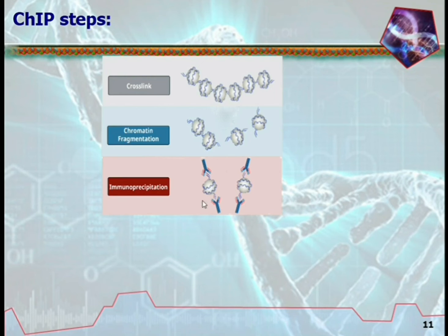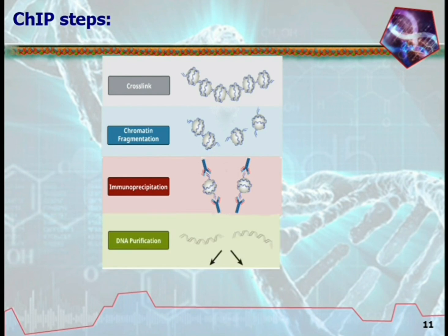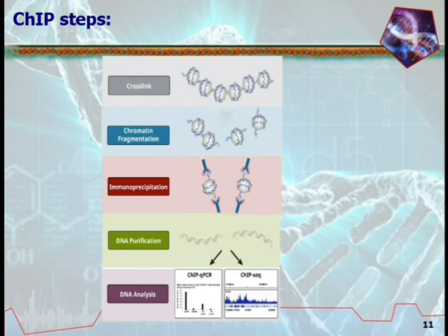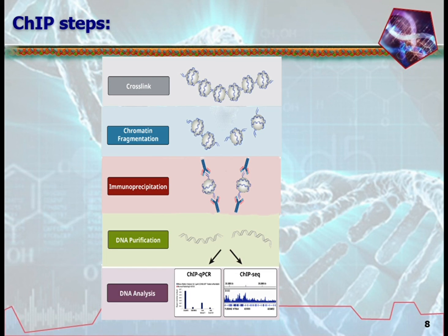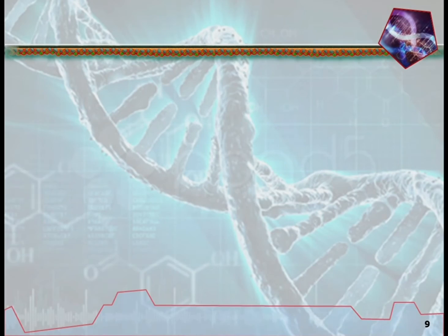As I've already mentioned, we use specific antibodies against the protein we want to study, which is the transcription factor. Then we reverse the cross-linking and the DNA fragments will be purified, and finally we can do our DNA analysis using different techniques such as PCR or sequencing.